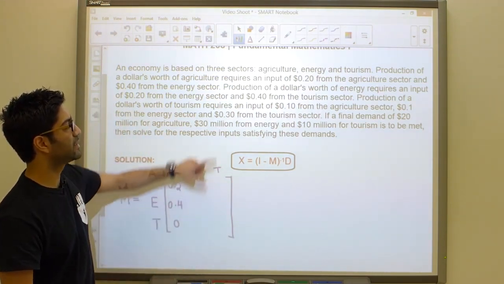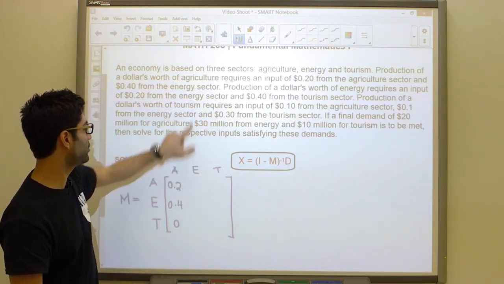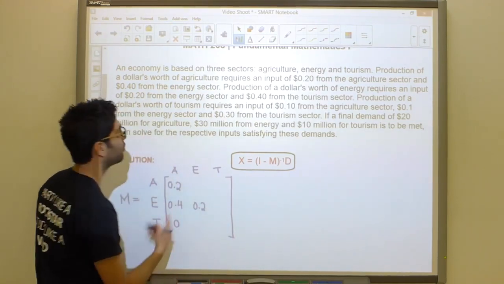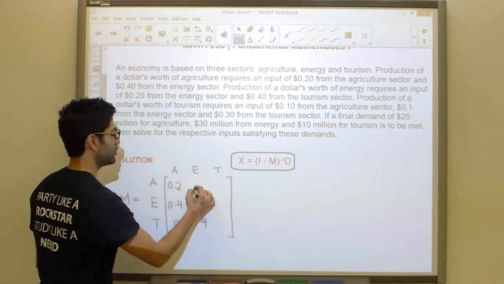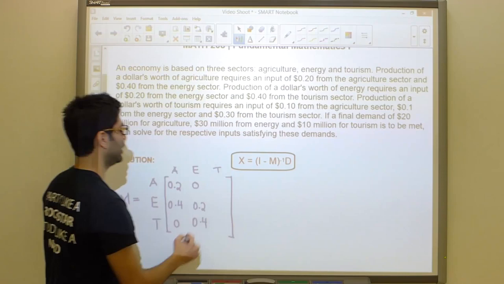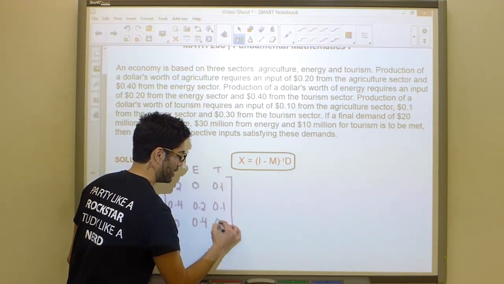The next sentence says, production of $1 worth of energy requires an input of 20 from energy. So energy and energy is 20. And 40 cents from the tourism sector. Notice that agriculture was not mentioned and therefore 0 here. Similarly, it's 10 and 10 and 30. And so 10, 10, and 30.